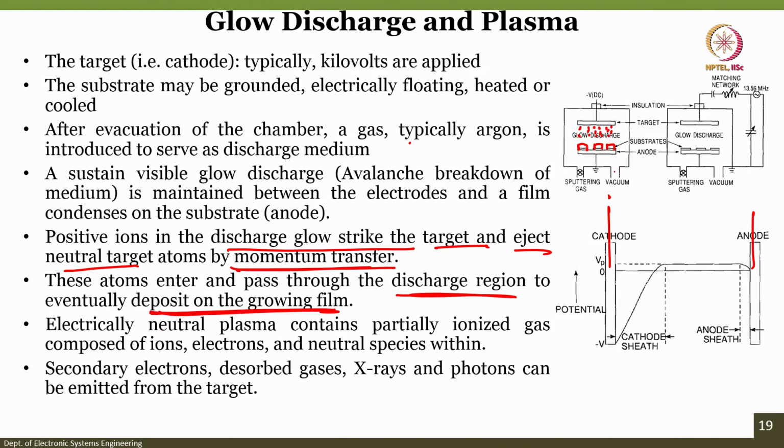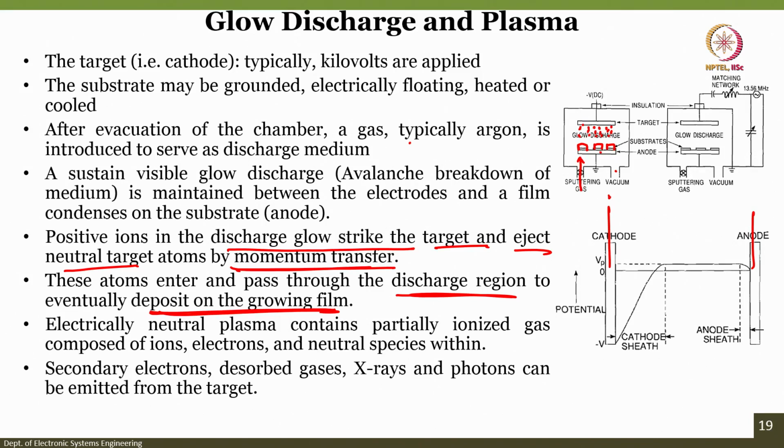Again, when you have vacuum and you allow the argon to flow, and you apply a very high voltage, there is a glow discharge, the argon ions will bombard the target, and the neutral atoms from the target are dislodged and form a thin film on the substrate, which is a silicon wafer. The next thing is the electrically neutral plasma contains partially ionized gas composed of ions, electrons and neutral species, and also very important, when these ions strike the target material, secondary electrons, dissolved gases, X-rays and photons can be emitted from the target.